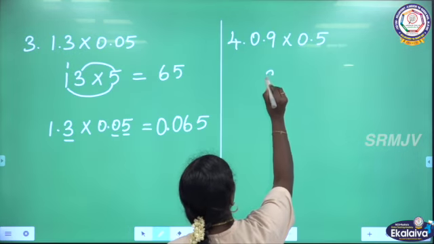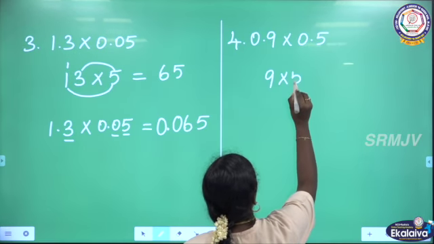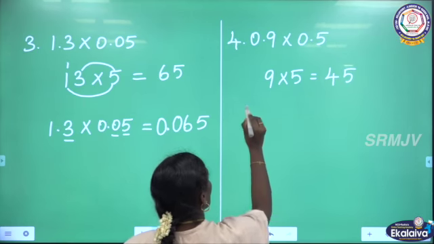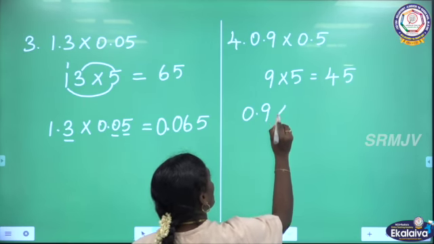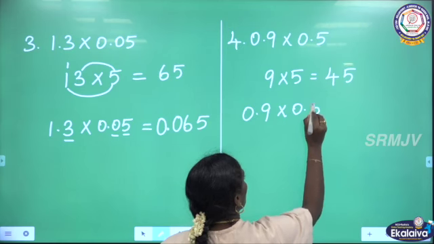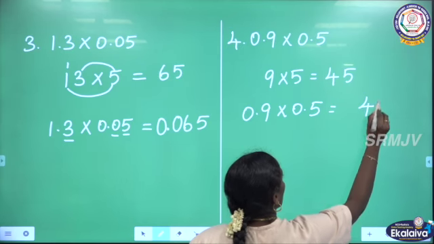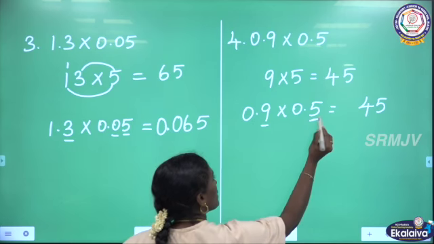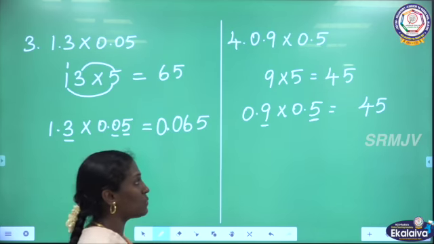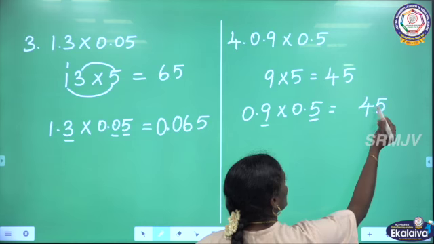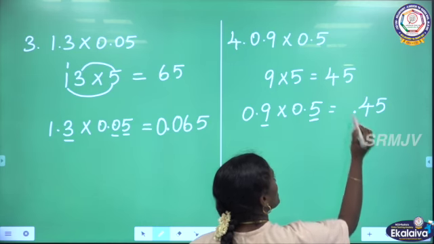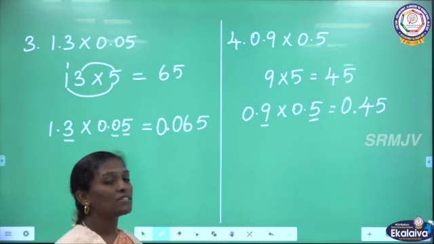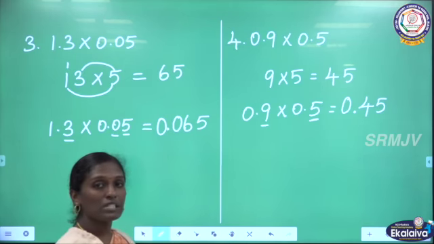See the next one, 0.9 into 0.5. First we have to take them as whole numbers 9 into 5. 9 5s are 45. Now the given question is 0.9 into 0.5. We got 45. We have to keep the decimal point alone. Here 1 decimal place, here 1 decimal place. Totally 2 decimal places we need in the answer. So from the last, before 2 digits, we have to keep the decimal point. The whole number part is 0. So the answer is 0.45. Is it clear, children?